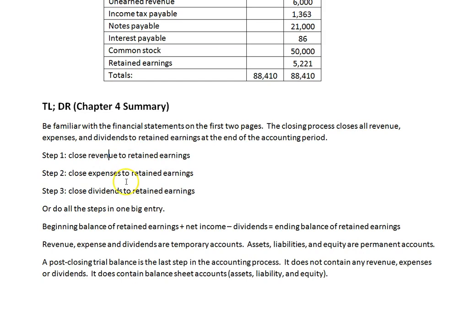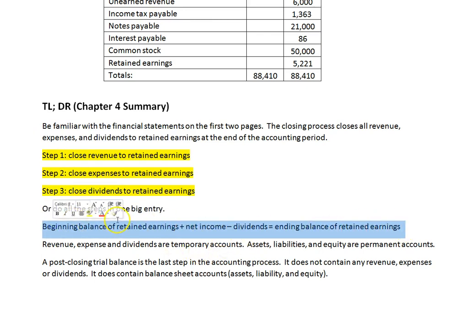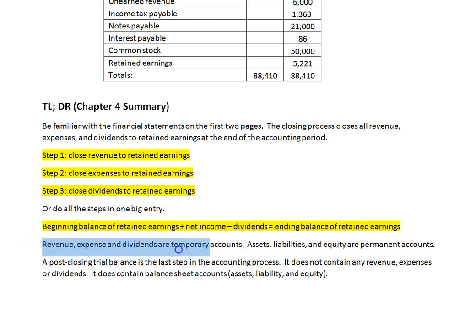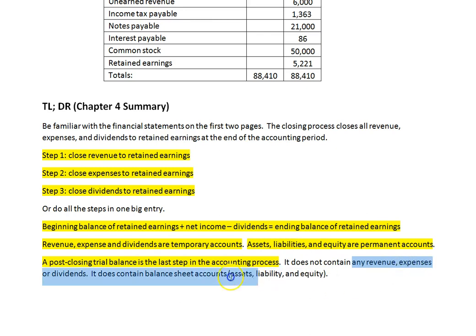So here's the Chapter 4 summary. Basically, these are the three different steps. Or just do it all in one big entry. You can figure out the ending balance of retained earnings by taking the beginning balance plus net income minus dividends equals the ending balance. Revenue, expenses, and dividends are temporary accounts. Assets, liability, and equity are permanent accounts. The last step is a post-closing trial balance. And the post-closing trial balance does not include any revenue, expenses, or dividends. It only contains the balance sheet accounts.